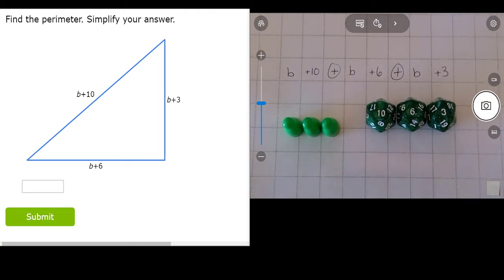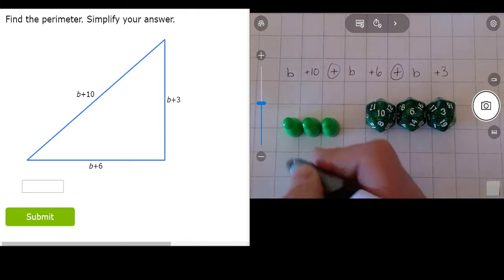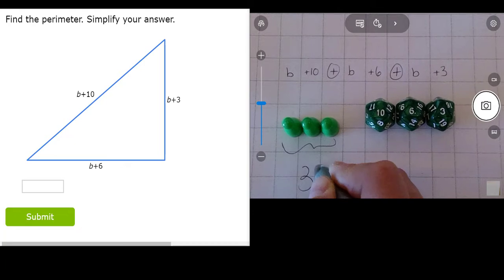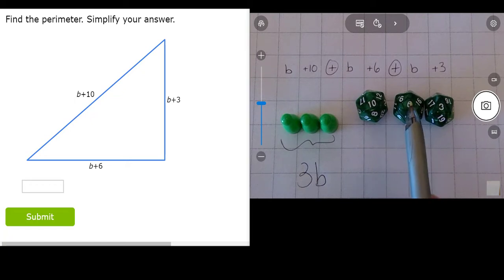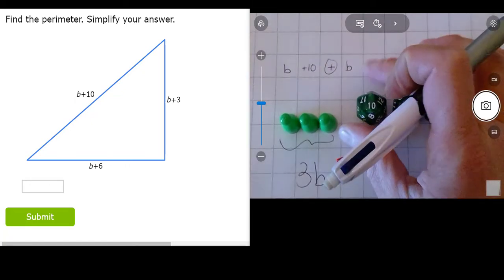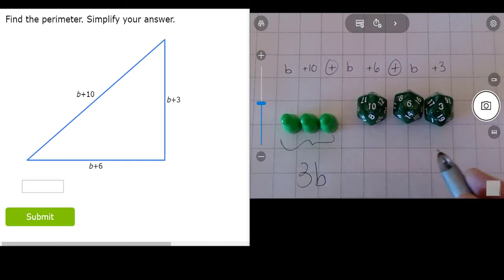Well, I've got 3 b's. I see that right here. Go ahead and write that down for yourself. And the second part, I've got 10, and we're adding 6 to that, and we're adding 3 to all of that. Well, 6 and 3 is 9, plus 10 more is going to be 19.